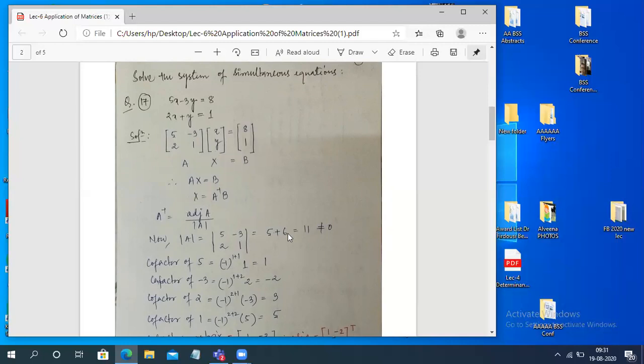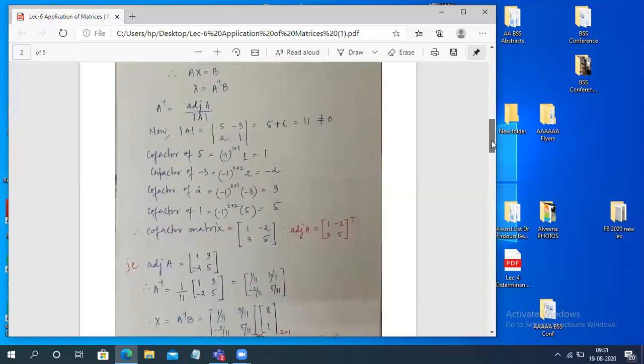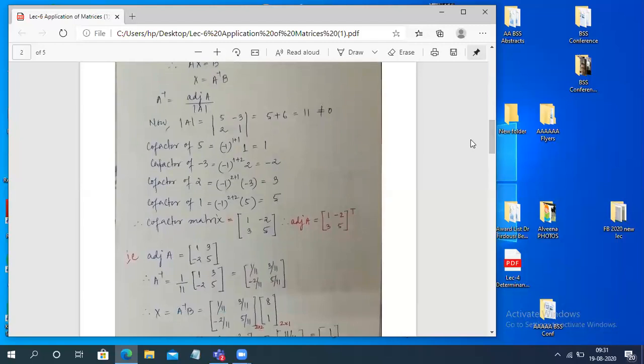So to find A inverse, first we have to check whether determinant of A is non-zero or not. So find determinant of A. Determinant of A is 5 into 1, that is 5, minus of negative 6. So this is positive 6. So it is 11. This is non-zero. That means A is non-singular. Since A is non-singular, that means A inverse will exist.